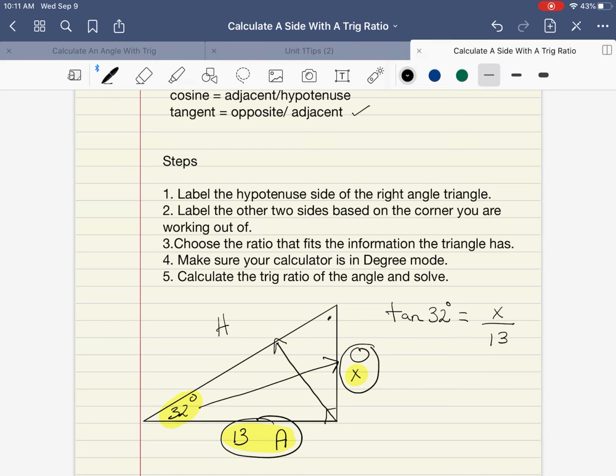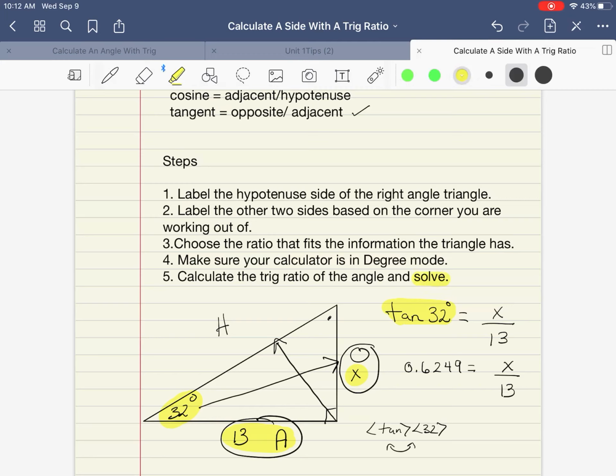So again, step 4, make sure your calculator's in degree mode. Step 5, calculate the trig ratio of the angle and solve. So what we want to do here is calculate the ratio of tangent 32. Usually on most calculators you would just have to press tangent and then 32, or maybe flip those depending on your calculator. But you're going to get a decimal value, and I like to use 4. You can decide how many is going to be good for your needs. And again, that's still x over 13.